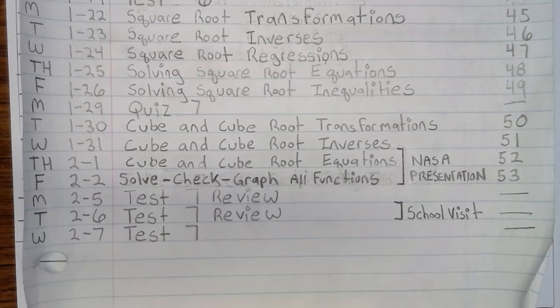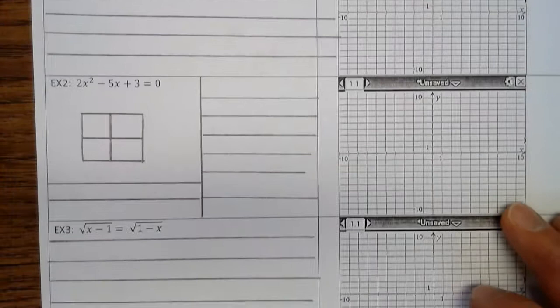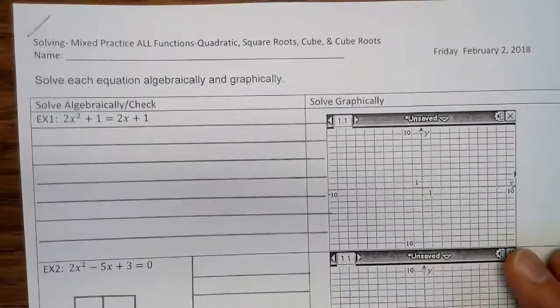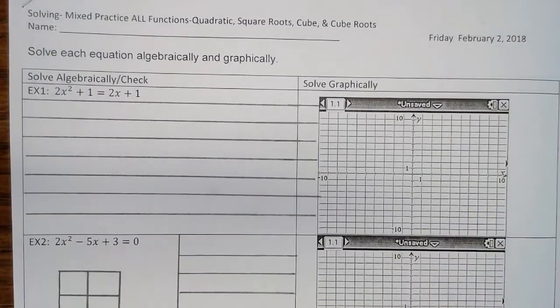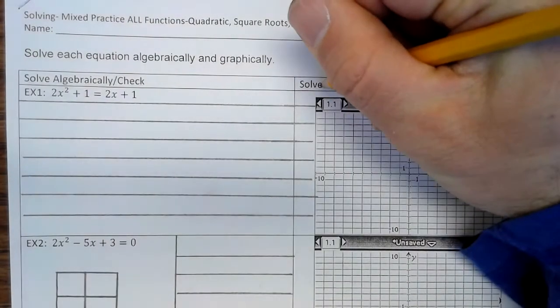So with that, finish updating your table of contents, and let's move on to the examples. There are no notes, so let's move on to examples. All right, so let's look at example 1. It says solve algebraically and check. It also says solve graphically.